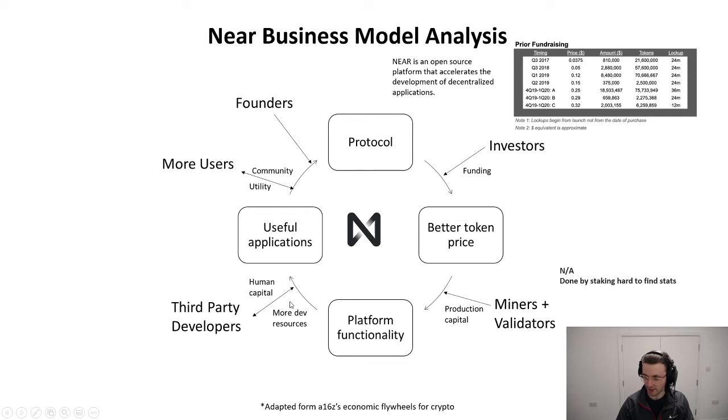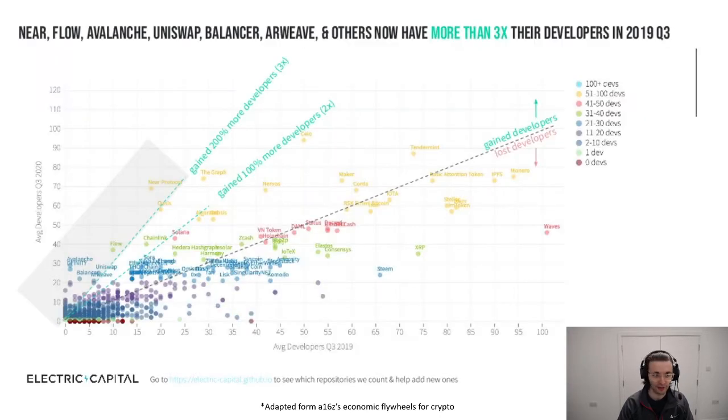This is where Near probably starts to really shine in terms of us thinking about investing in the token. So let's have a look at some recent things. This is Electric Capital's report on developer activities. As you can see, they shout out some in particular: Nearflow, Avalanche, Uniswap, Balancer, Arweave, and others have now 3x their developers.